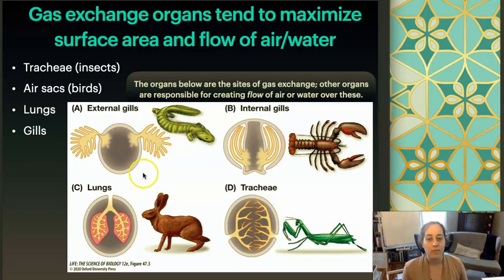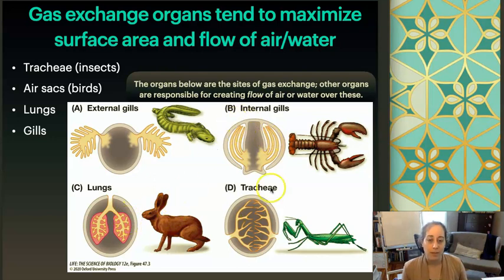And we see that there are some similarities between all four of these different structures, even though they're quite different. So they all have high surface area, so we see that they're folded or they have a lot of branching, as we see in insects here. And if we were able to look very closely, we would also see that they are all thin, and we'll talk about that in a couple of minutes.